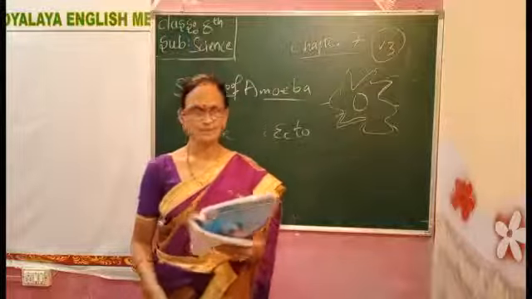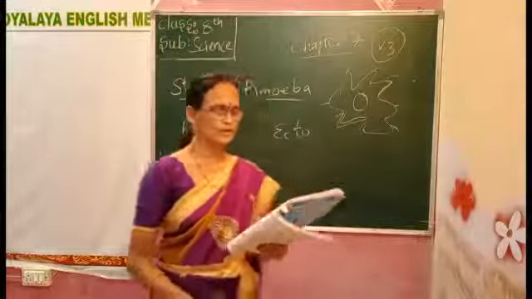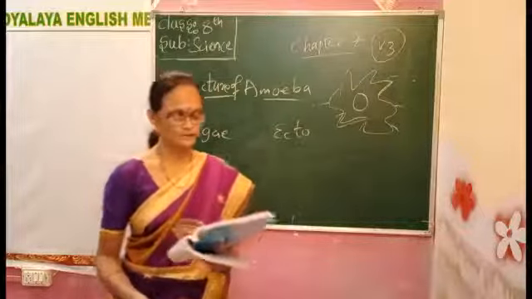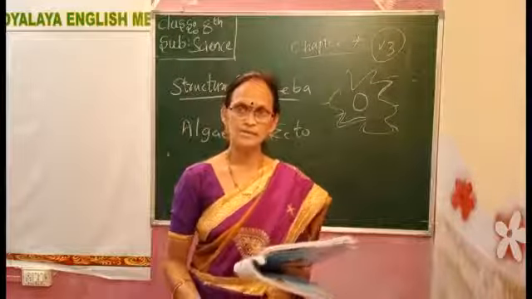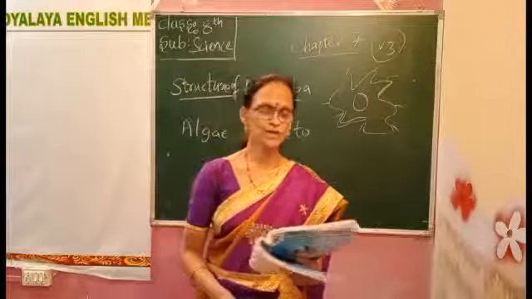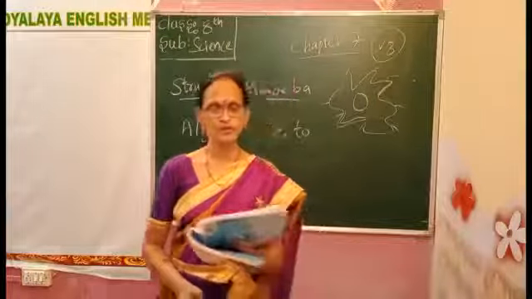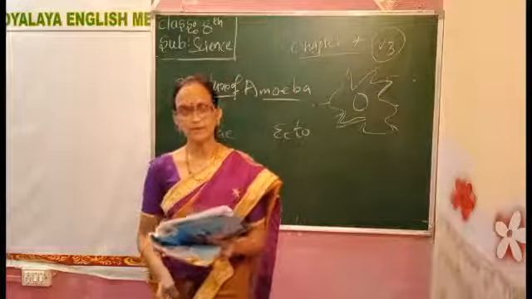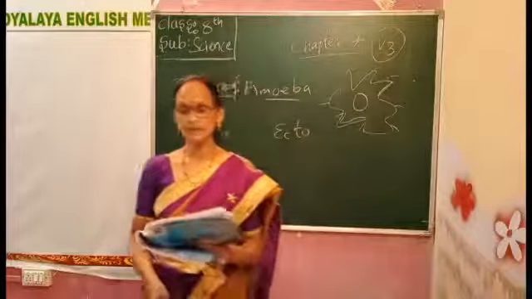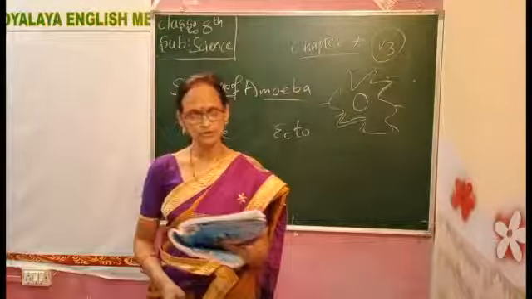Okay, children. Here you can find the different types of algae. You can see in figure number 7.11 the different types of algae. Here you can find how they are grown and where they are grown. They are grown on the rocks, in the fields, in damp soil, and in wet water.